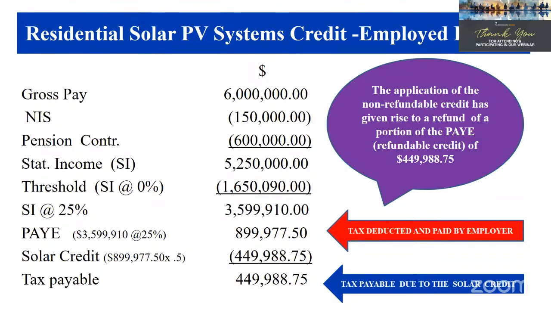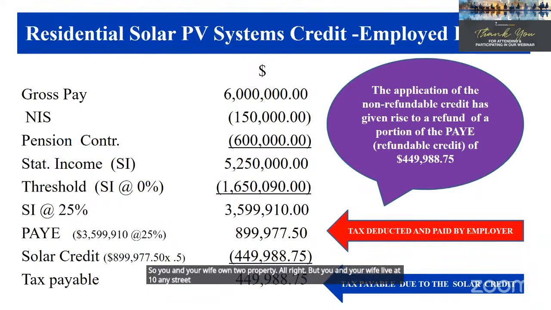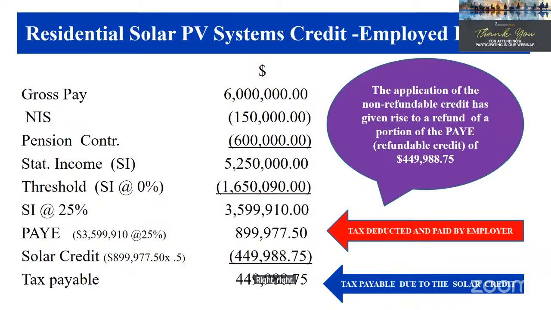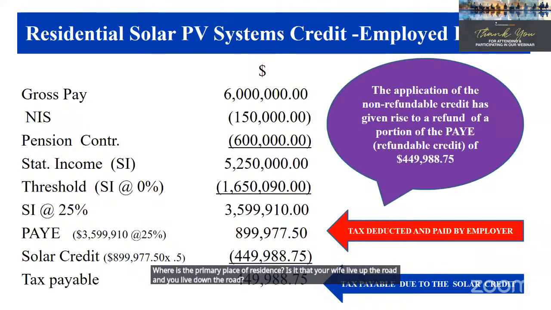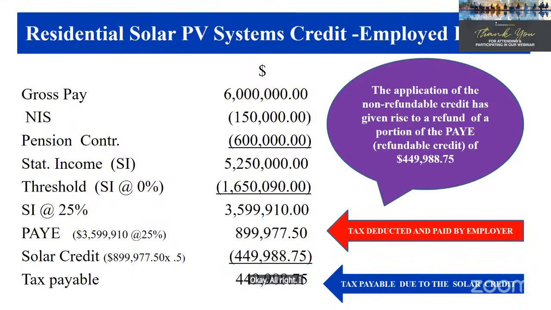So you and your wife own 2 properties. But you and your wife live at 10 Ennis Street. You have one at 10 Ennis Street and one at 20 Ennis Street, right? Both homes are in both names. Where is the primary place of residence? Is it that your wife lives up the road and you live down the road? Okay, I get that one. So what if one of the properties is only in one name and one is in both names?